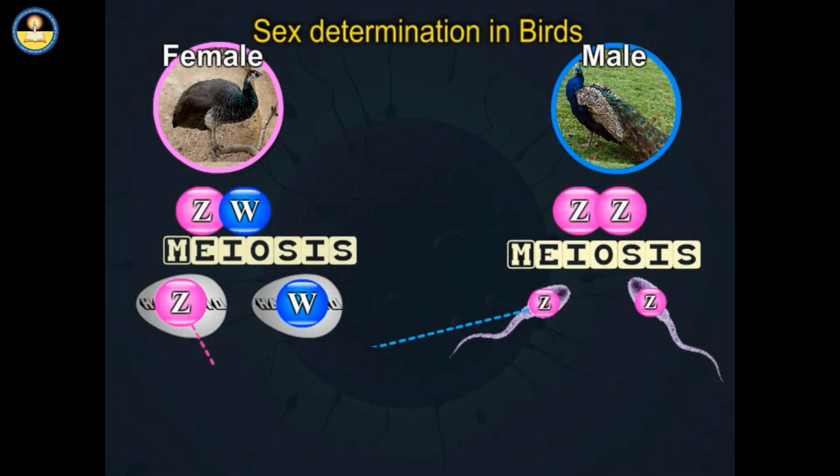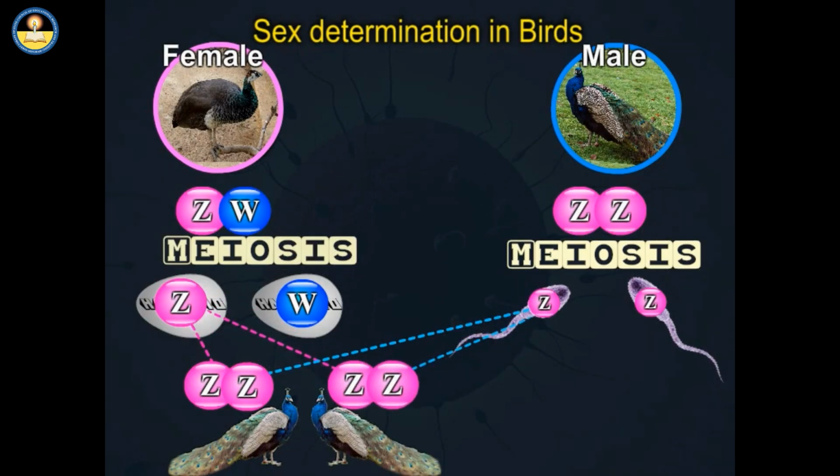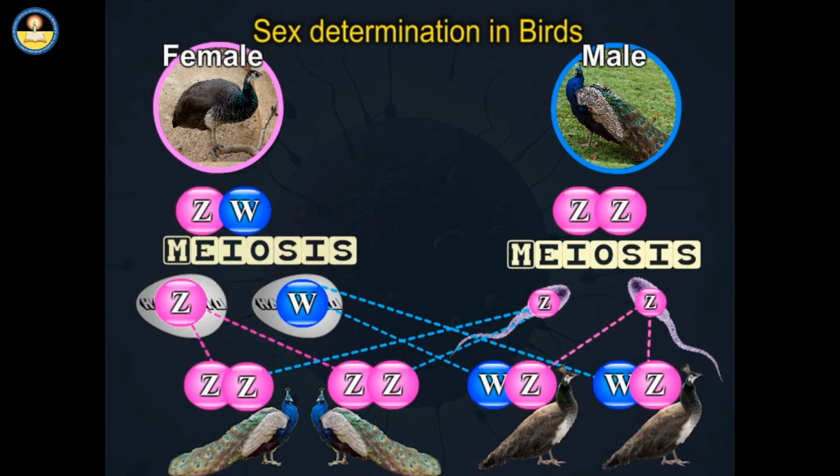Ovum containing Z chromosome unites with the sperm having Z chromosome produces ZZ zygote, which develops into a male. When the ovum containing W chromosome unites with the sperm having Z chromosome, it produces ZW zygote, which develops into a female.